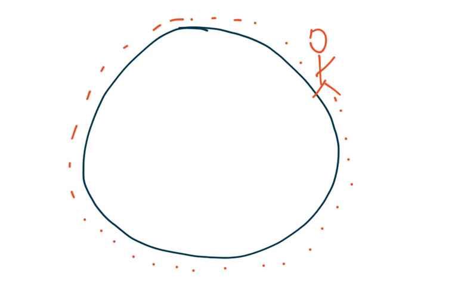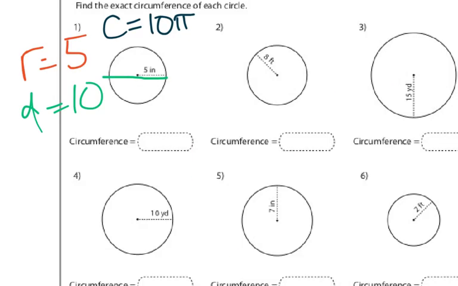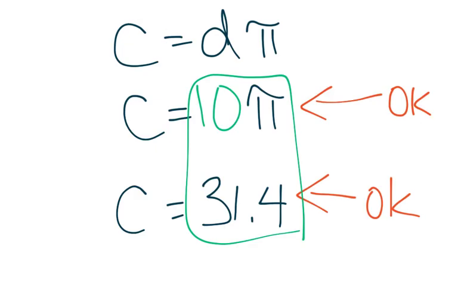But he is walking a distance. So when we find circumference, it actually has to be a distance. So let's look back on the question. And it was inches. So it is 10 pi inches, or 31.4 inches. So let's write it in. We can't forget our units, because units matter, especially in geometry, and otherwise our answers don't make sense.